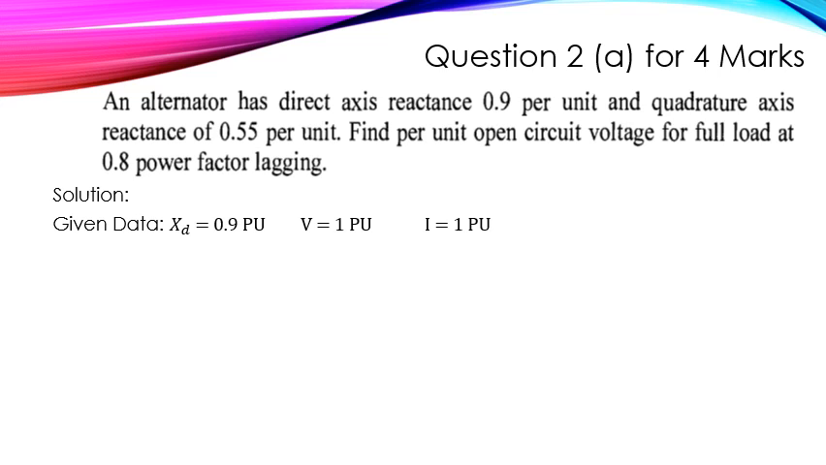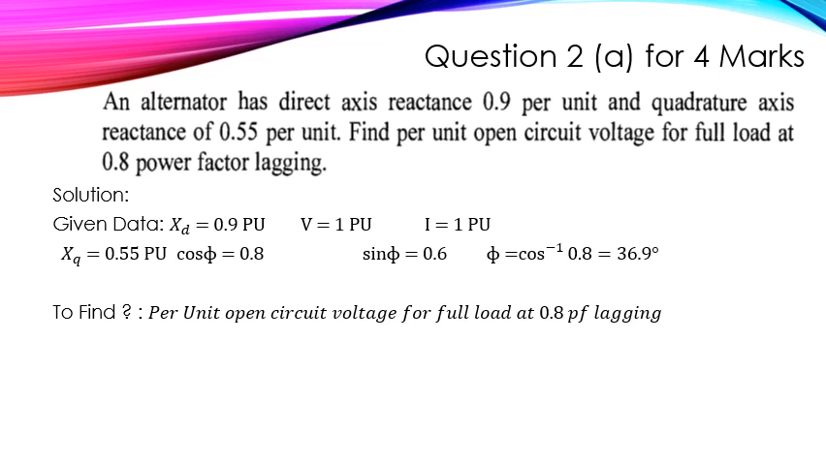Okay, so first, the given data. XD is the direct axis reactance, that is 0.9 per unit. Then the quadrature axis reactance, XQ, is 0.55 per unit. And the power factor is given as 0.8. For that, we have to assume that the applied voltage is 1 per unit, and the current is also 1 per unit. Then by using the cos phi of 0.8, we can find the phase angle phi, that is cos inverse of 0.8, which is equal to 36.9 degrees. So using this given data, we can find the per unit open circuit voltage for full load at 0.8 power factor lagging.